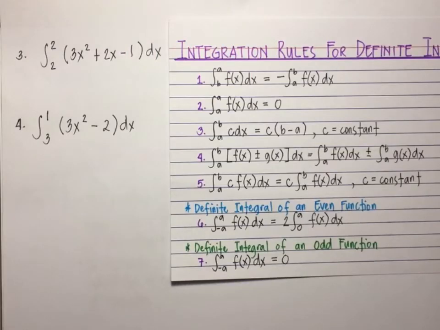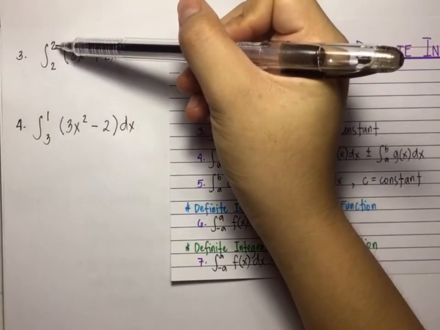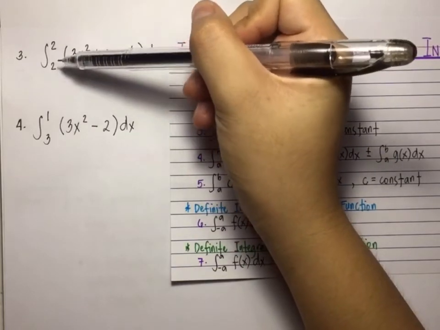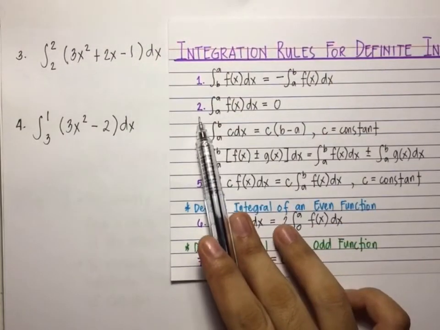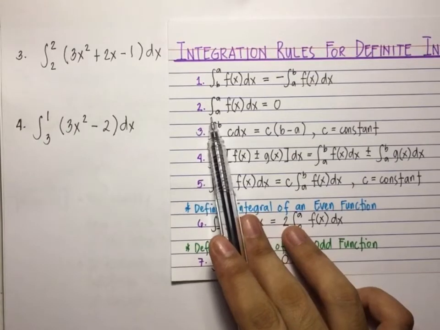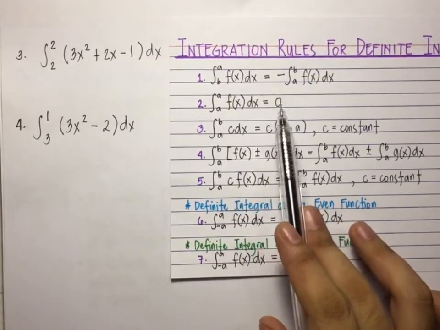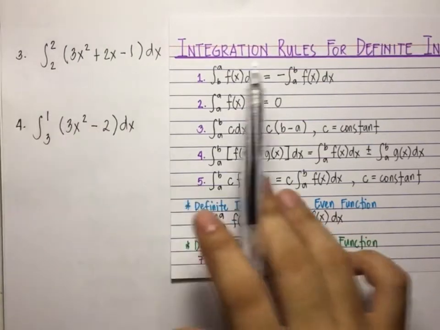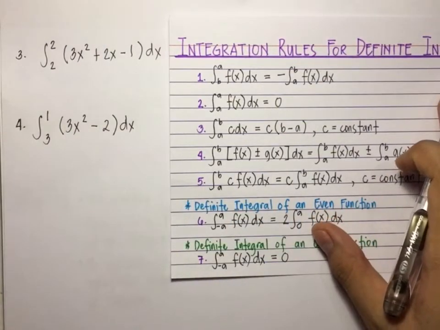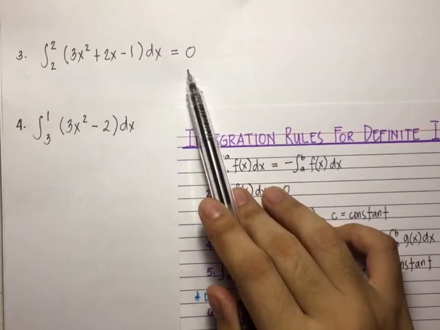For problem number 3, since the value of the upper limit and the lower limit is the same, we apply theorem number 2. The integral of f of x dx from a to a is equal to 0. Therefore, the definite integral of number 3 is equal to 0.